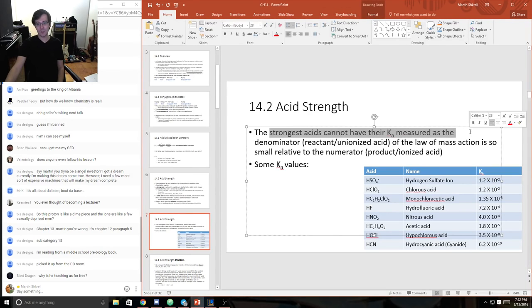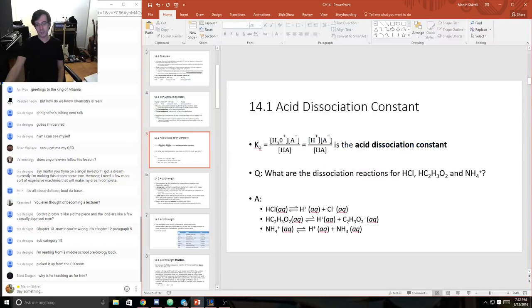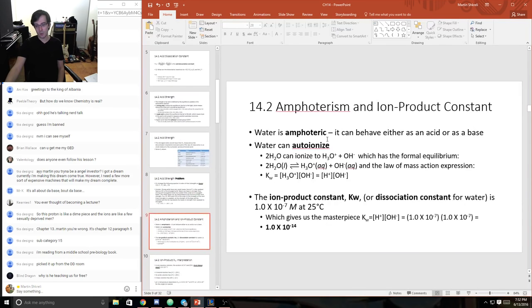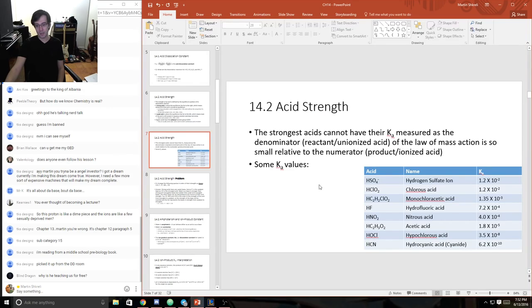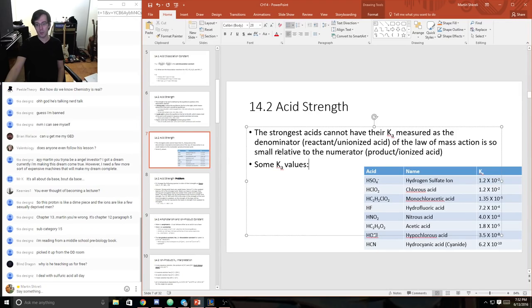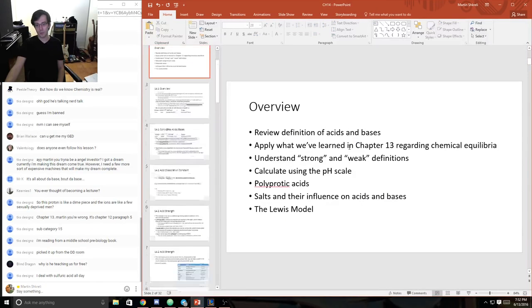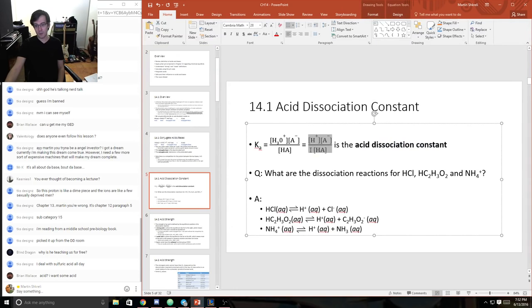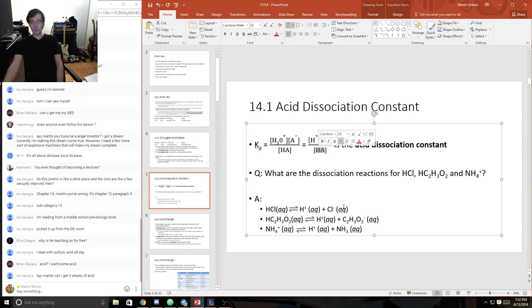The strongest acids, interestingly, you can't measure their Ka. So let's look at this for a second and think about a really strong acid and wonder why that is. Well, if you think about it, the Ka is so large that it's impossible to measure it. The reactant, the denominator, is so small relative to the numerator. So let's look at that one more time. It's actually the amount at equilibrium. At equilibrium, the amount of undissociated acid will be infinitesimally close to 0.